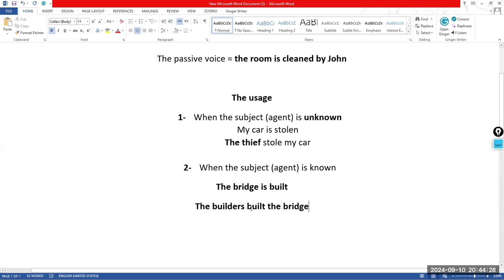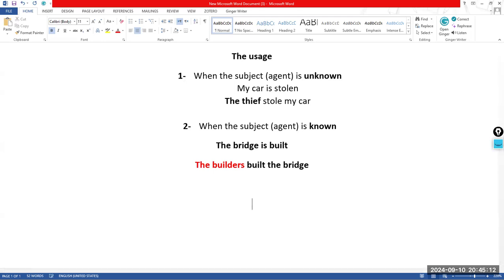Exactly, because we all know that the people who built the bridge are what? The builders. Absolutely, they are not doctors or nurses, for example, or teachers. So we know that the people who build buildings are whom? Builders. Because the subject is known to all of us, I don't have to mention the subject. So you notice that it is silly to say the builders built the bridge, and it is silly to say the thief stole my car. So this is unknown, this is known. In both ways, there is no need to mention the subject.